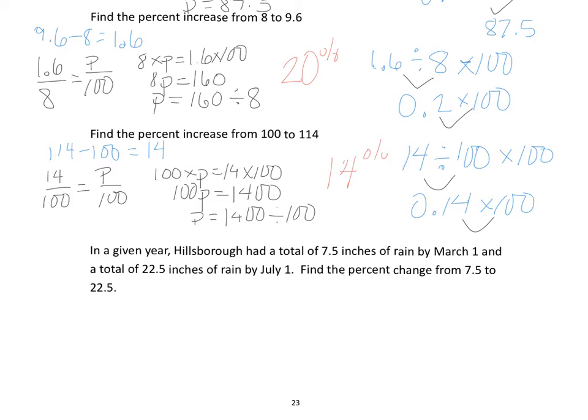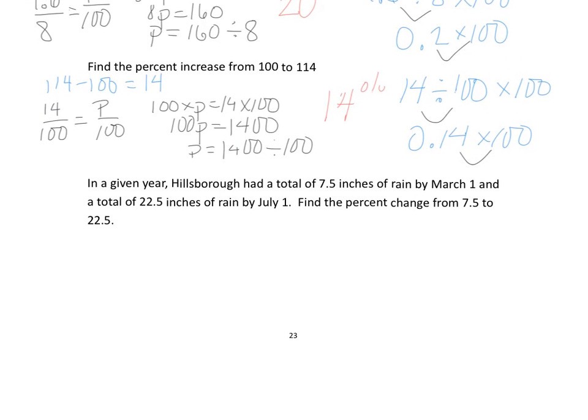In a given year, Hillsborough had a total of 7.5 inches of rain by March 1st, and a total of 22.5 inches of rain by July 1st. Find the percent change from 7.5 to 22.5. We know it's going to be an increase because we went 7.5 up to 22.5. So that's what tells us it's going to be an increase.